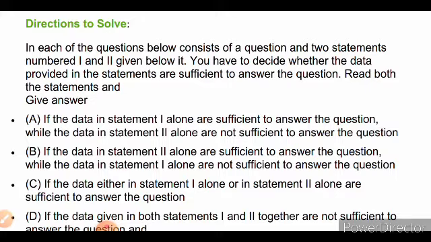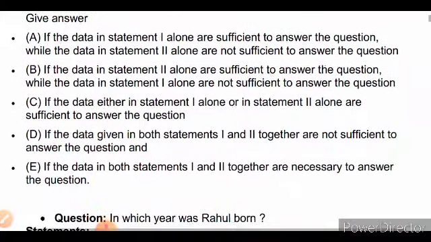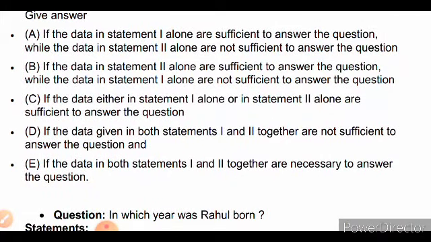So, directions to solve the questions. Each of the questions below consists of a question and two statements numbered 1 and 2. You have to decide whether the data provided in the statements is sufficient to answer the question. Read both the statements and give answer A if the data in statement 1 alone is sufficient to answer the question, while the data in statement 2 alone is not sufficient. Give answer B if the data in statement 2 alone is sufficient to answer the question, while the data in statement 1 alone is not sufficient.